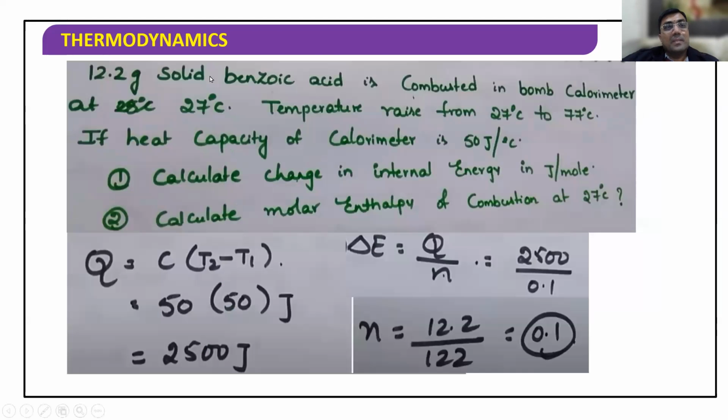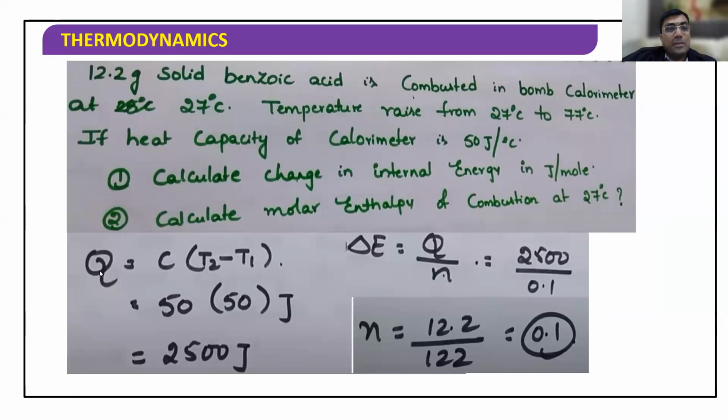See one question. 12.2 grams of solid benzoic acid is combusted in a bomb calorimeter at 27 degrees centigrade. The temperature rose from 27 degrees centigrade to 77 degrees centigrade. If the heat capacity of the calorimeter is 50 joule per degree centigrade, calculate the change in internal energy.